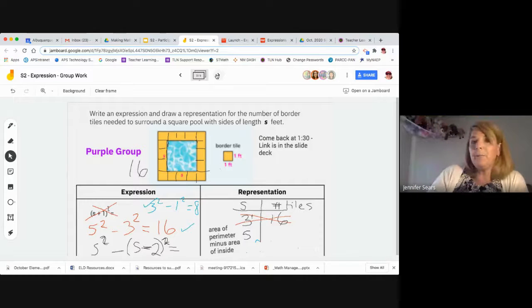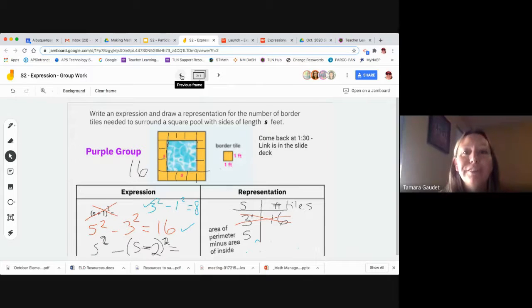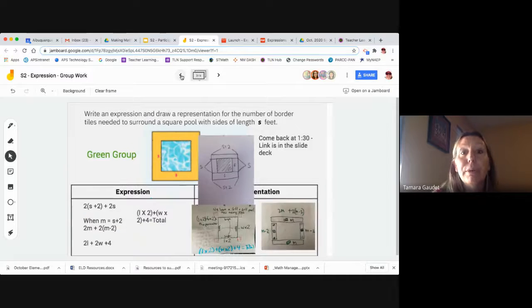There could be multiple different entry points and layers and ways that you could come in and across to come up with whatever expression or representation, as we saw in this last one, how you can explain how your thinking is happening. And giving you guys a heads up, this was the area model. Purple group did the area model. The others did a perimeter model. So just giving you a heads up that you're going there.